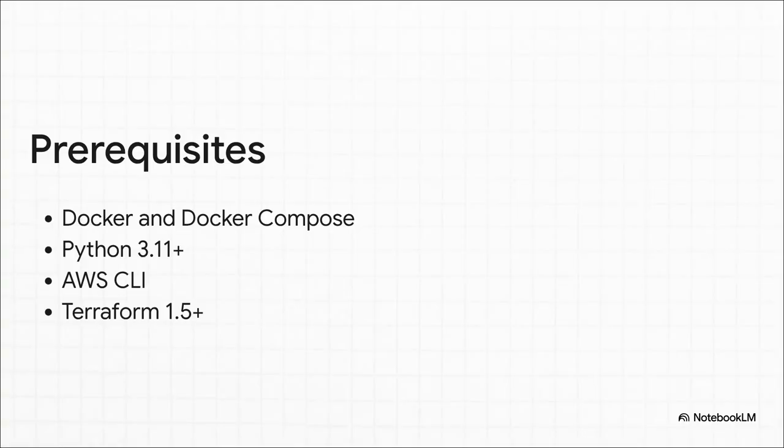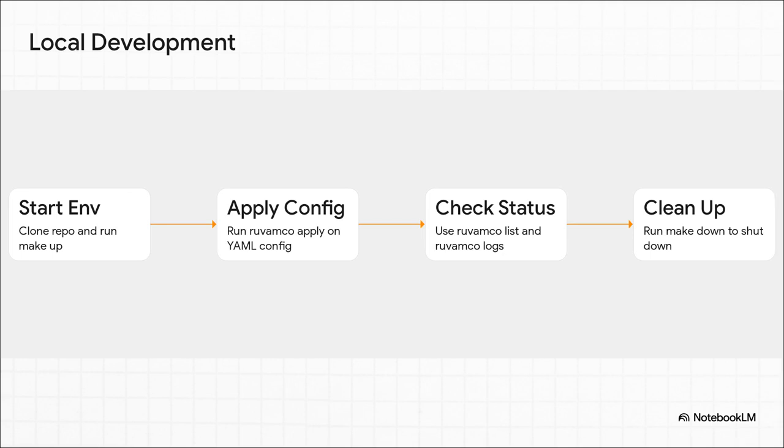Section 5. Developer Quick Start. The absolute best part of this architecture is how low the barrier to entry is. You probably have the prerequisites on your laptop right now. You just need Docker and Docker Compose, Python 3.11 or higher, the AWS CLI if you're going to the cloud, and Terraform 1.5+. Once you've got those, it's honestly magic how fast this spins up.